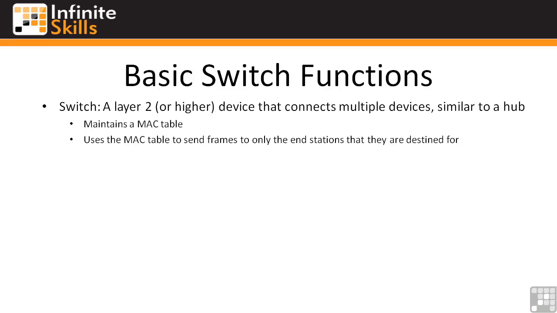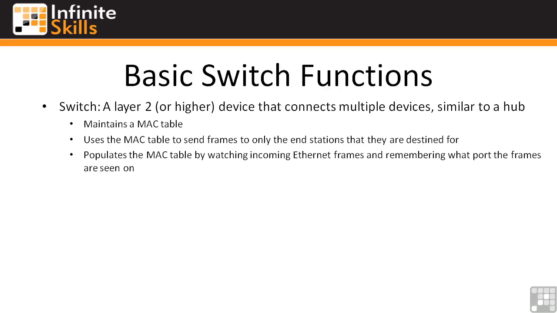And you might ask, well, how does a switch know? How does it know what workstation a particular frame is destined for? It populates this MAC table by watching the incoming Ethernet frames and remembering what port those frames are seen on. And I've got a little diagram here on the next slide, and it'll make a little more sense if you're more visual like I am.